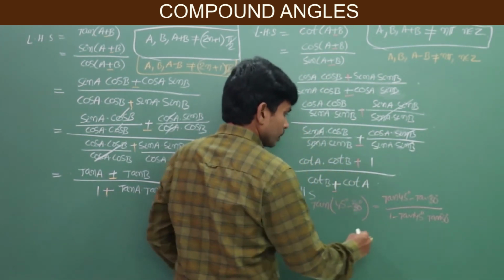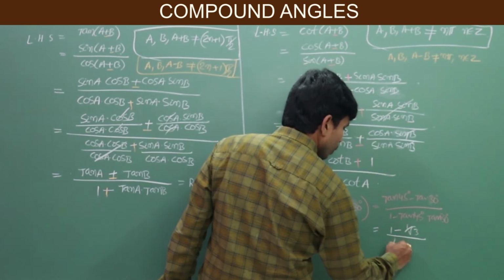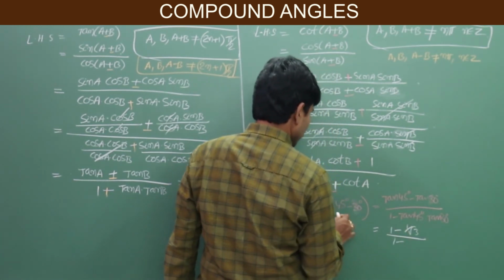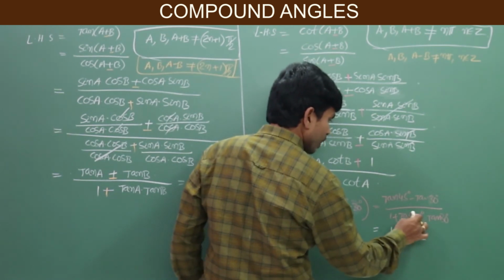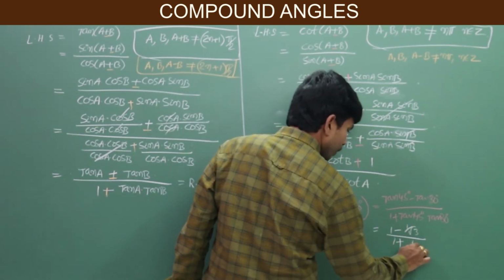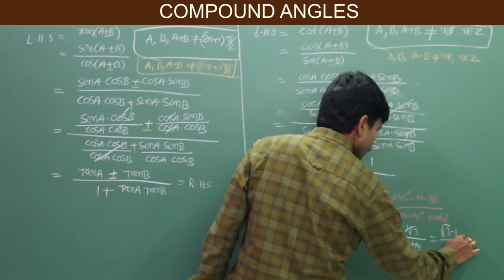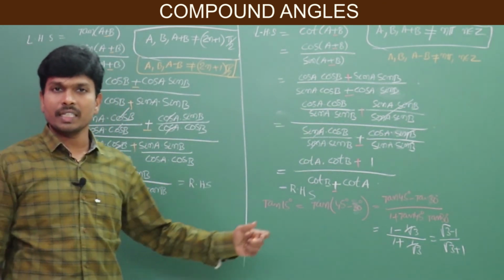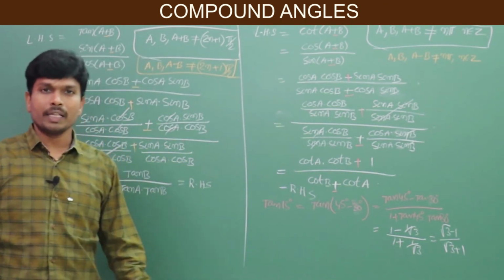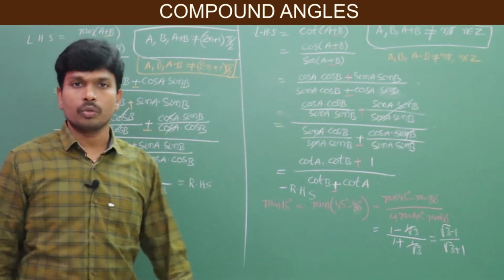Yes or no? That value gives 1 minus 1 by root 3 whole by 1, here a plus symbol, no, 1 plus tan 45 into tan 30, which is 1 by root 3. So you will get root 3 minus 1 by root 3 plus 1, and when you rationalize it, you will get 2 minus root 3. With the help of these formulae also you can solve those. Okay.